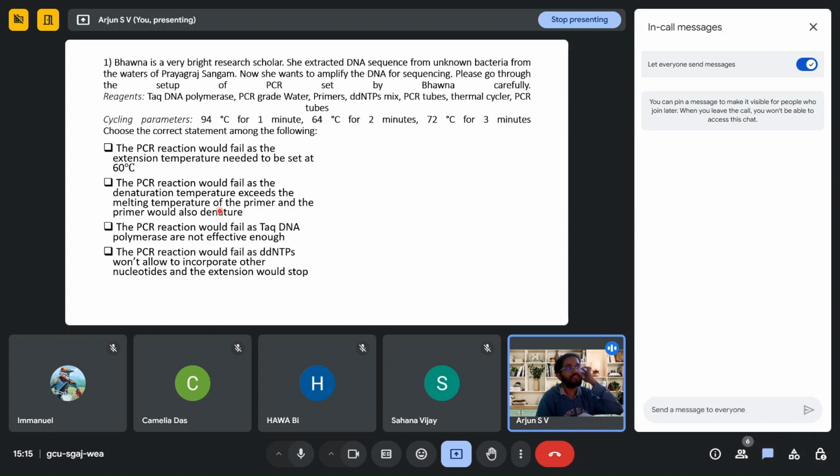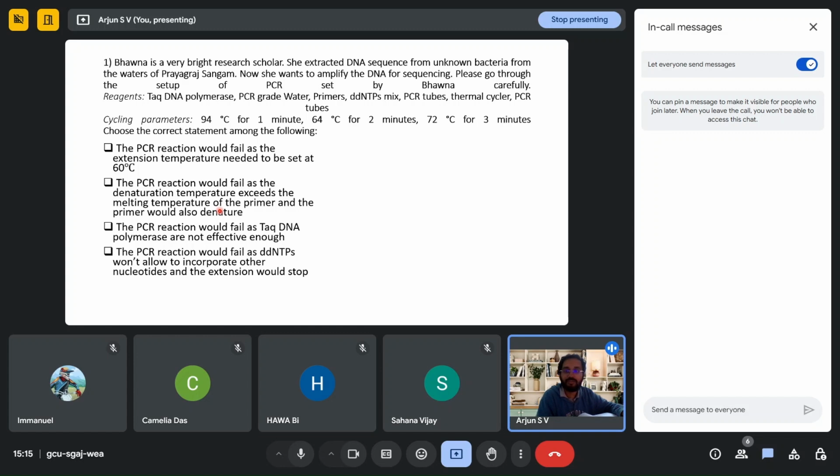Bhavana is a very bright research scholar. She extracted DNA sequence from unknown bacteria from the waters of Prayagraj Sangam. Now she wants to amplify the DNA for sequencing. Please go through the setup of PCR set by Bhavana carefully. In the fourth or fifth lecture we saw about PCR. We also got to see a live demo of PCR by one of the instructors and students. So this question is about PCR.